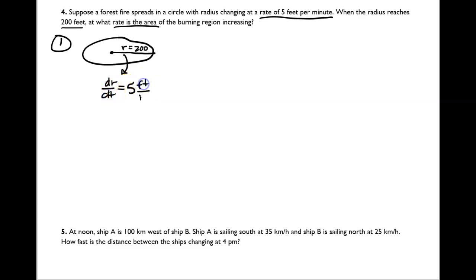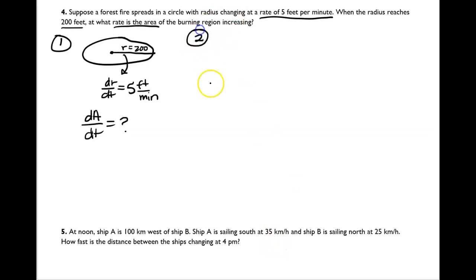Double check, should that be positive or negative? Our fire is spreading in a circle with that radius changing, so it should be increasing. And then that would make the area of the burning region increase as well. So dA/dt is equal to blank.